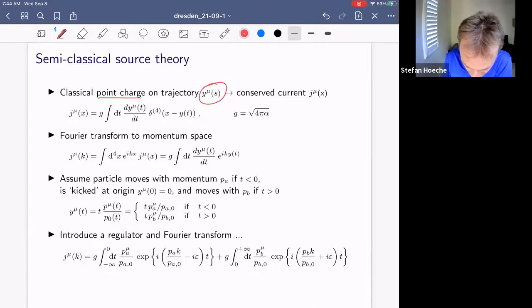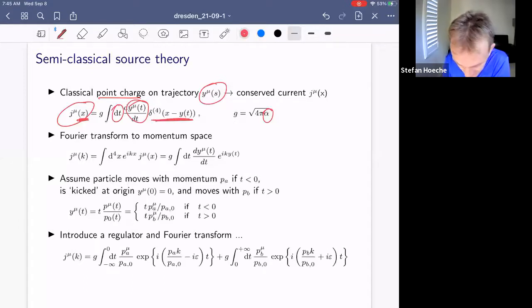And the way I can phrase this current is I give it a coupling, which comes from some coupling constant alpha, and I integrate over the time, and I take the velocity of that particle, and the current at point x will be determined by looking at whether the particle is at point x at any point in space-time. That's parameterized by this four-dimensional delta function. So I Fourier transform this to momentum space. That's actually a super easy Fourier transform because I have this delta function. So what will happen is that this y of t will just come into the exponent here, and I'm done.